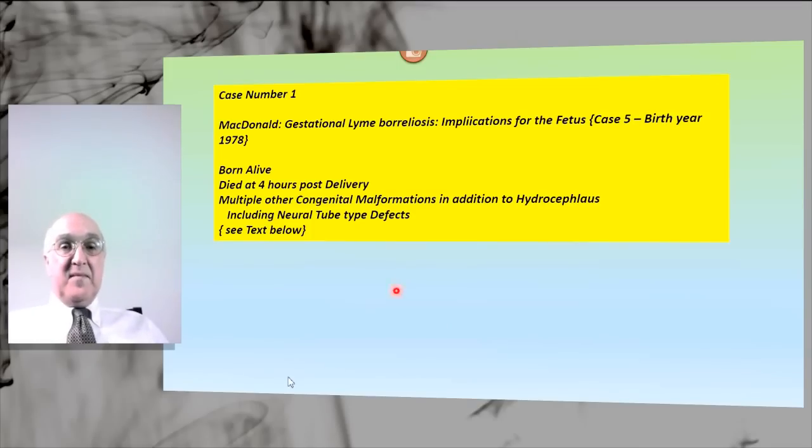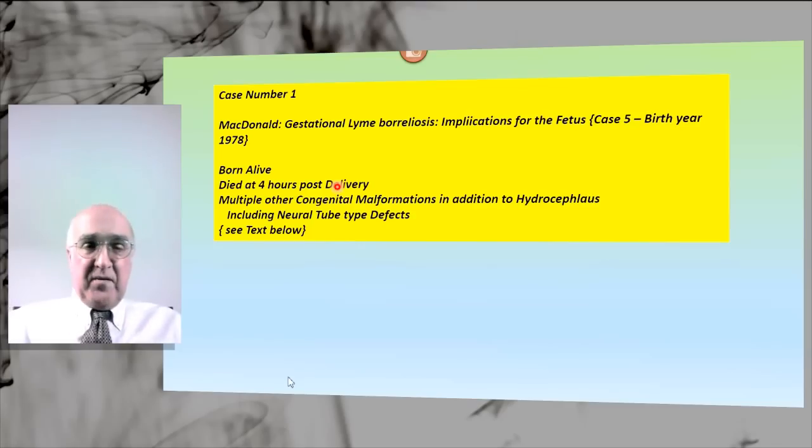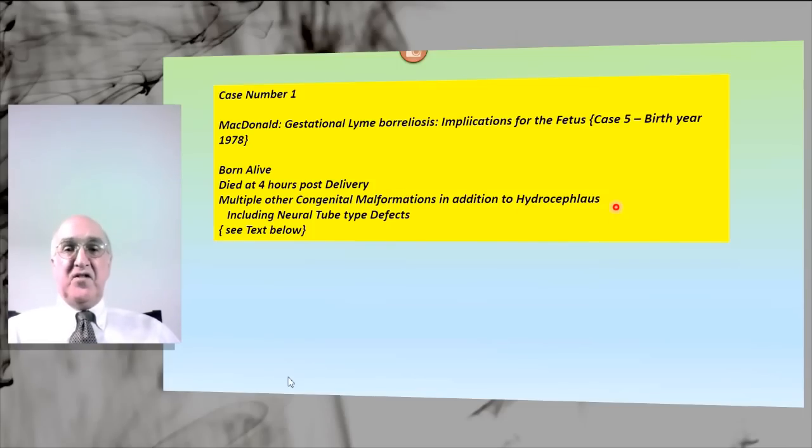Case number 1, from 1978. Gestational, that means in pregnancy, Lyme borreliosis, implications for fetus. That's my article. Case number 5 out of 14, birth year 1978, baby born alive, died 4 hours post-delivery. Multiple other congenital malformations in addition to hydrocephalus. Hydrocephalus is a very large, swollen brain that's filled with cerebrospinal fluid. It's called water on the brain. These people are incapacitated. And in addition, neural tube defects.